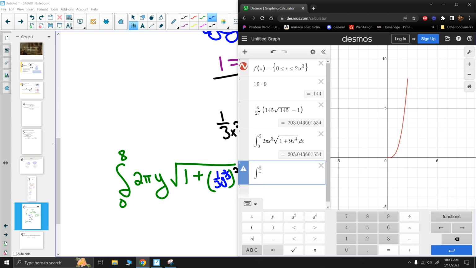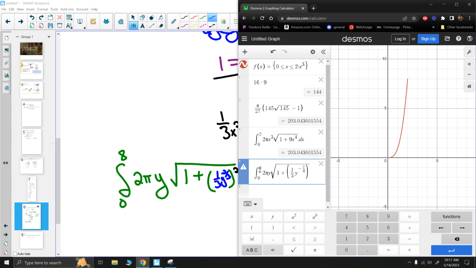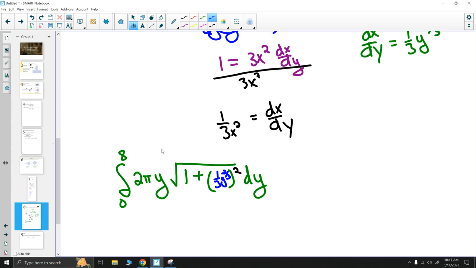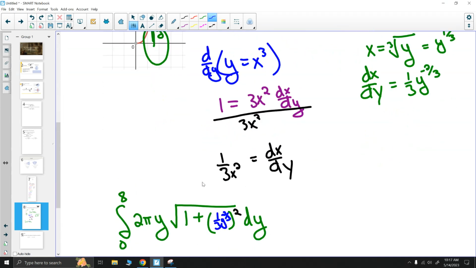So the integral from 0 to 8 of 2 pi y times the square root of 1 plus (1/3 y to the negative 2/3) squared dy. And if you notice, we get the exact same value we've already gotten. So again, if we had instead wanted to do it in terms of y, if it's maybe easier to integrate in terms of y, then it might be worth doing that. But it really just depends.